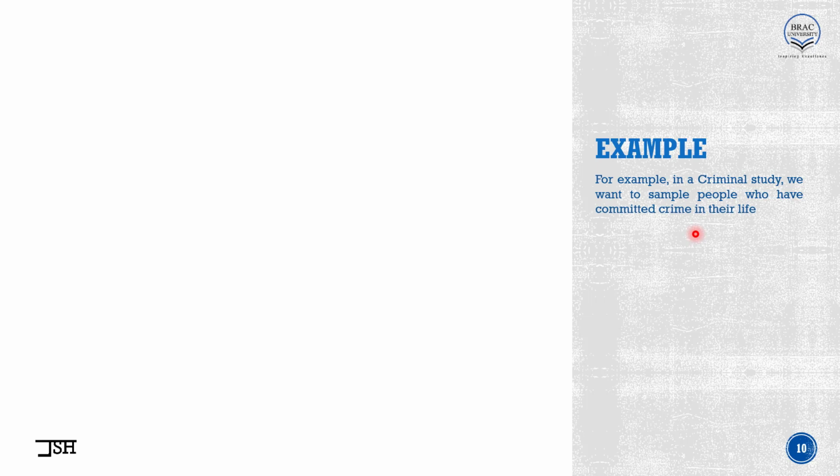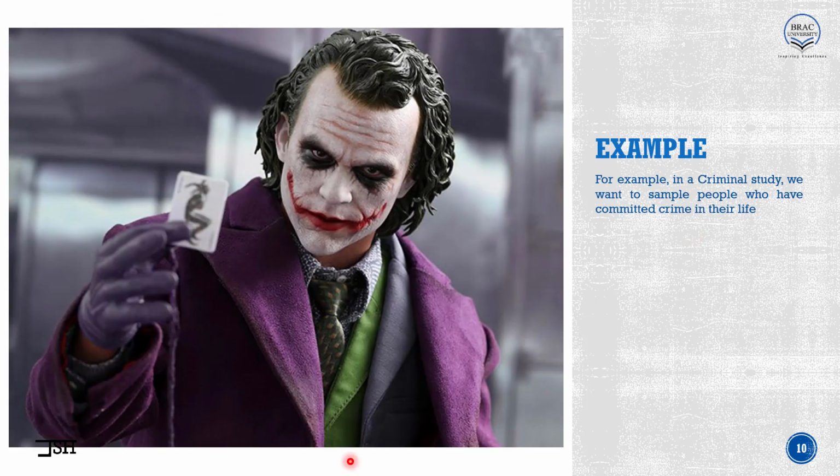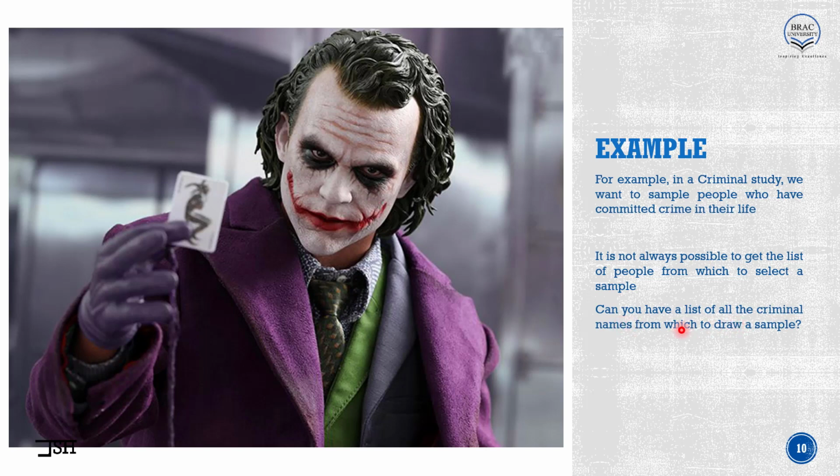Those who have committed crime, right? Now, I need a list of all the people who have committed crime in their life. But is it possible? Obviously, we know people like Joker, right? These are famous criminals. So we can create a list of these people, all right? However, it is not always possible to get the list of people from which to select a sample. So can you have a list of all the criminal names from which to draw a sample? No, because we may know only the famous ones, right? So we can create a list of all the famous criminals in the world. But what about the others?